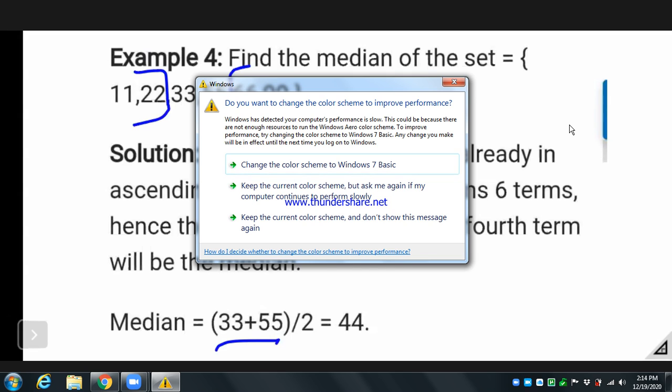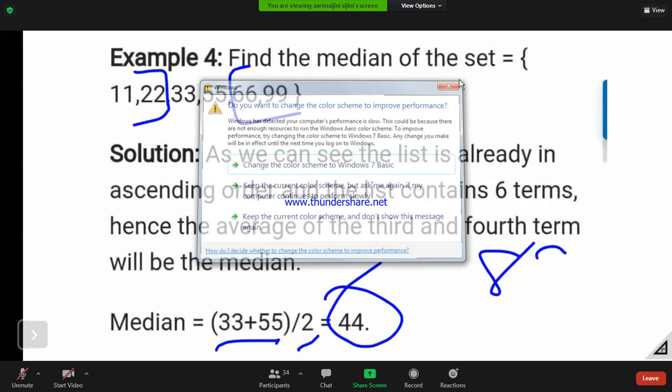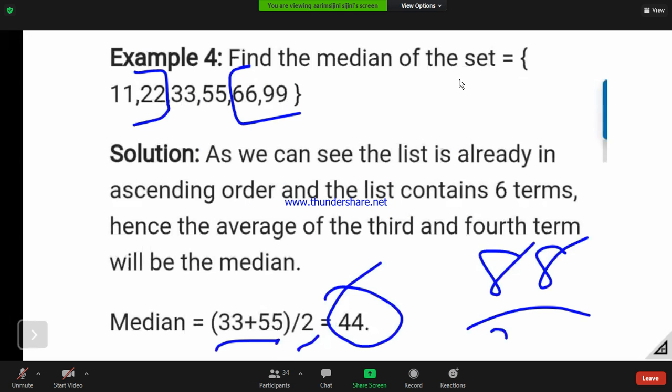Just add and divide by 2. Just take the mean of those values. We will get 44, that is 88 by 2 is 44.